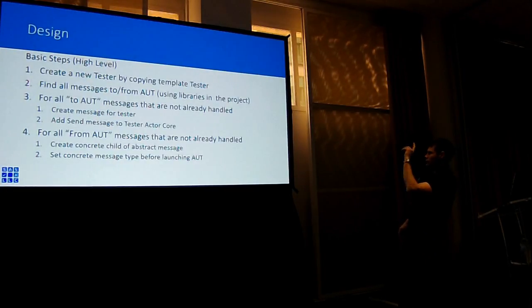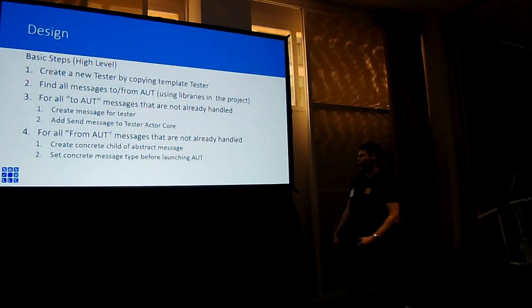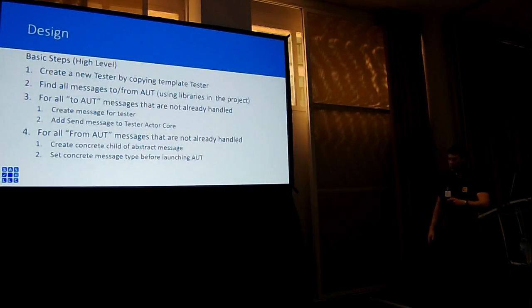So for all my messages that go into the actor, I create a message for the tester. And my tester, basically, its actor core has a loop in parallel with an event structure. And you press a button and it sends a message to itself to say, hey, forward this message on to the actor that I'm testing. And we'll take a look at that in a minute.